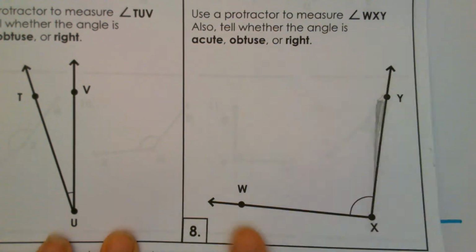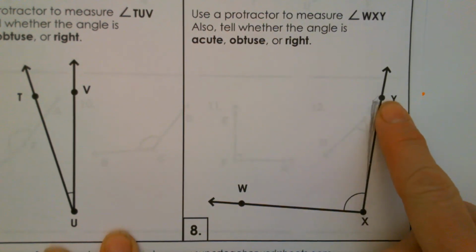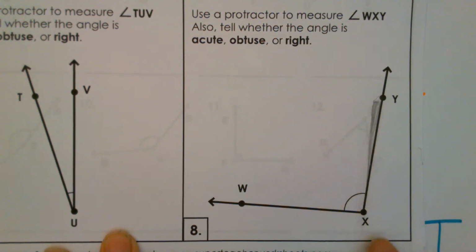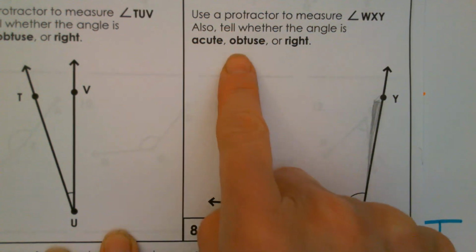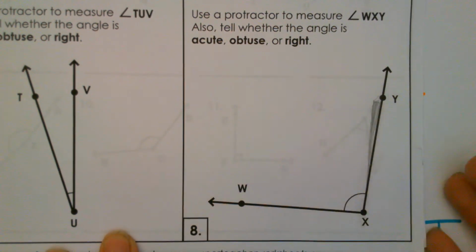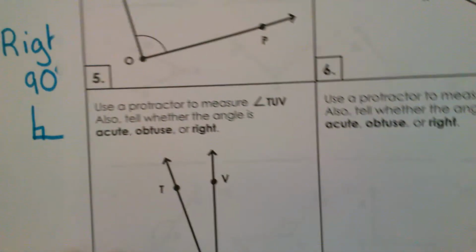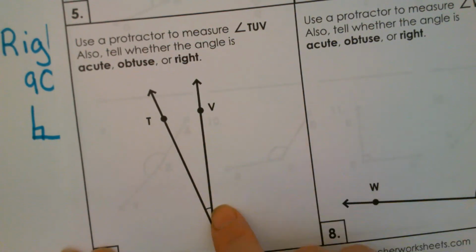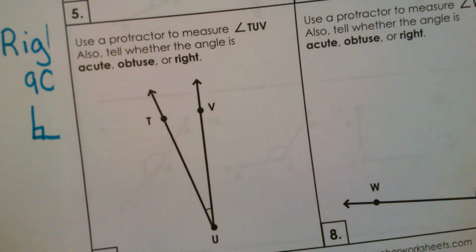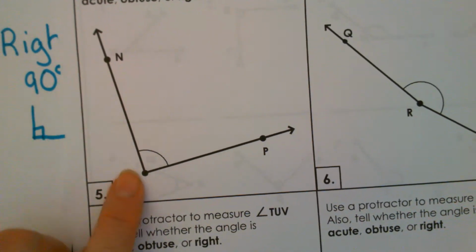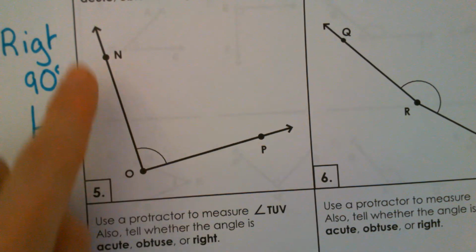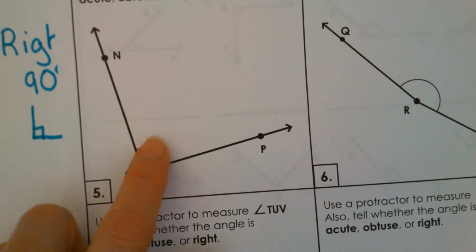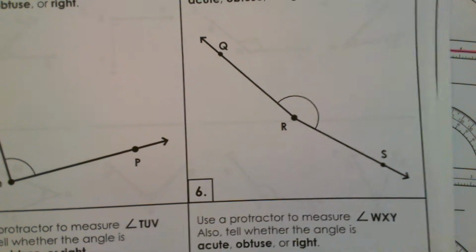So angle WXY or angle YXW, you can name it either way, is obtuse. It's obtuse, it's bigger than 90. Angle TUV or VUT is less than 90. It's a cute little angle. Angle NOP or PON, you could do it either way. That one's equal to 90. And this one was obtuse also.